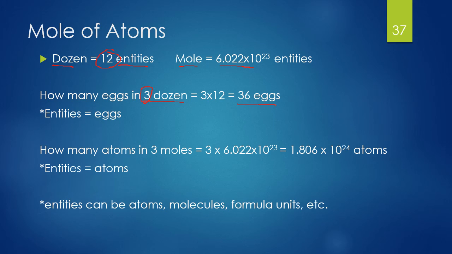Now, let's apply this using the term moles. So if I wanted to know how many atoms were in 3 moles, I'm going to do the same type of calculation. I'm going to take the number 3 and I'm going to multiply it by what the word moles means. And moles means 6.022 times 10 to the 23rd. So plugging that in and multiplying it out, we get 1.806 times 10 to the 24th atoms. Now, when we're calculating using Avogadro's number, the word entities can be atoms, molecules, or formula units.